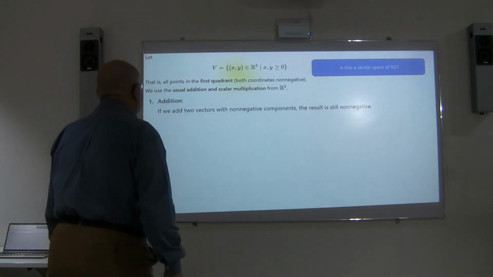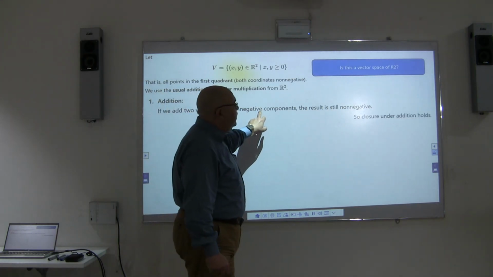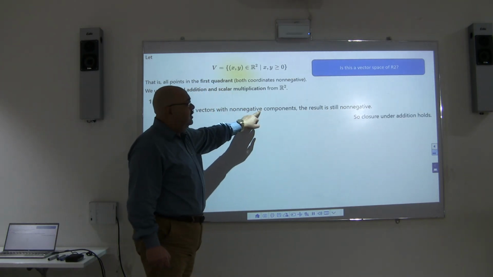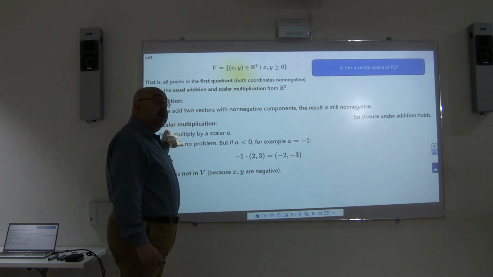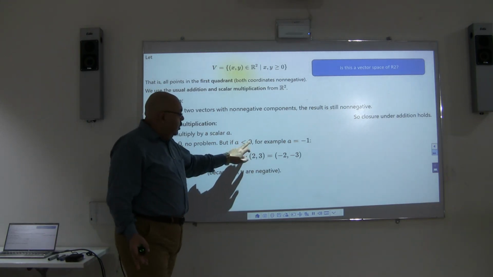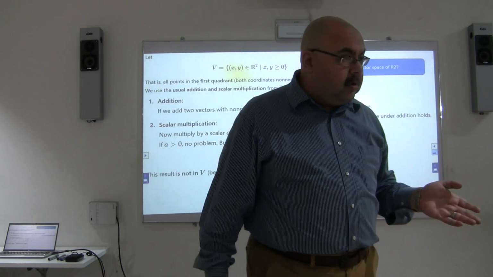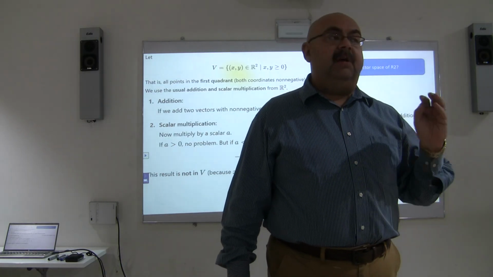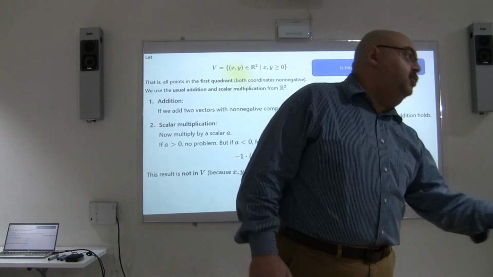So once more, if we add two vectors with non-negative components, the result will have non-negative components, and so we solve the closure under addition. But if you try scalar multiplication by a positive value, it will still belong to the first quadrant. But multiplying by a scalar less than 0, which means a negative value, you will be talking about elements in the third quadrant, not in the first quadrant. So it's a failure in the multiplication by a scalar. This is why it doesn't represent a vector space.